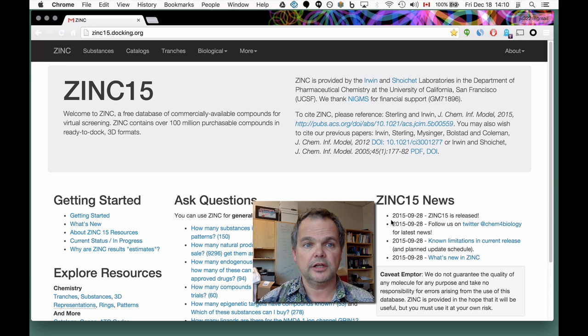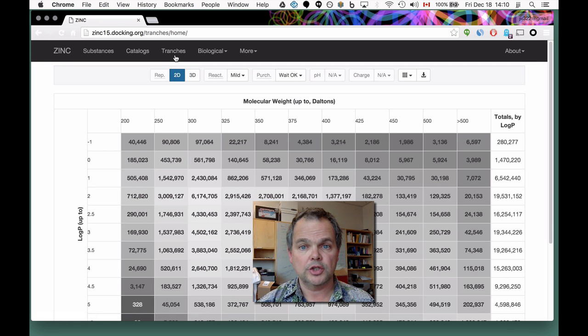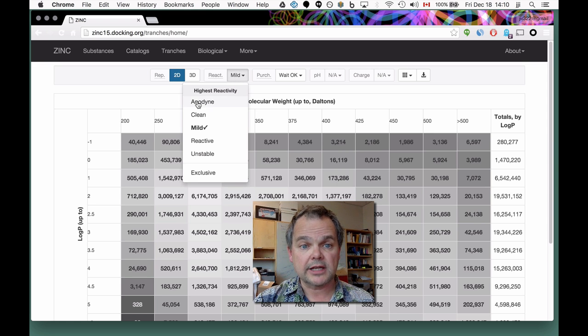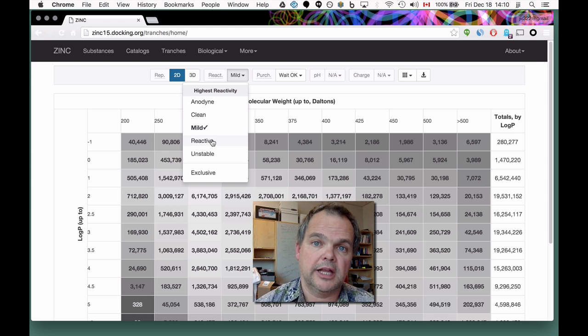So here we are at zinc15.docking.org, and I switch into the Tranche browser. And so here I am in 2D. And here we have the purchasability, the reactivity axis. So anodyne means it doesn't contain anything that anybody could complain about: no PAINS, no Michael acceptors, no thiols, nothing. Clean is our old definition from ZINC 12, and it means we're willing to accept PAINS patterns, but nothing else. Mild is our old default subset from ZINC, which contains the slightly reactive compounds, and then reactive would include things like alkyl halides, for example, since some cancer drugs are alkyl halides.